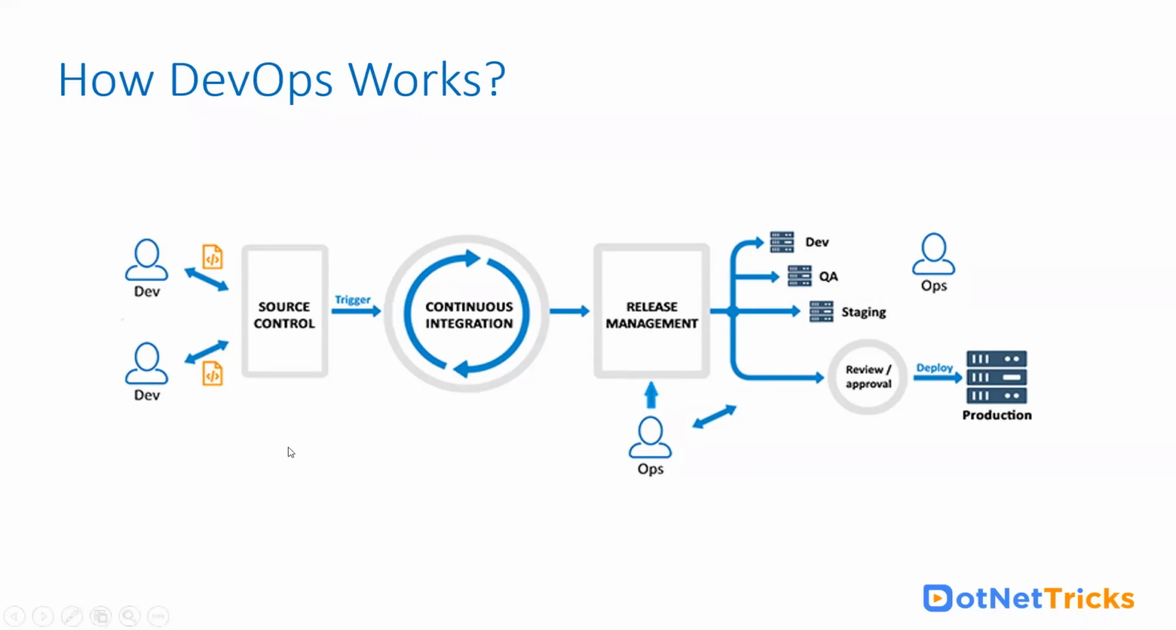As a developer, we always use source control. We use Git, TFS, or any other. Then we have continuous integration. Then we have release management, where the code goes to the dev environment, QA environment, staging environment, and finally to the production environment. So this is how DevOps works. And I'm sure as developers we follow the same practice. We commit the changes, then continuous integration builds the code and lets us know whether the code is building fine or not. Then we provide the releases.